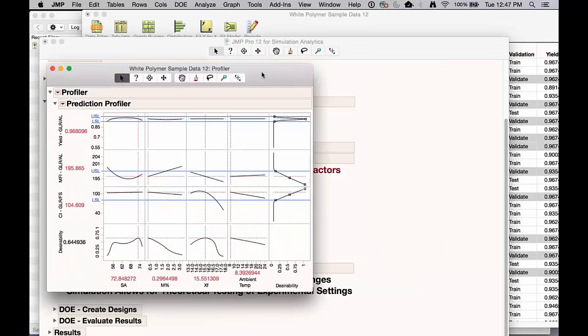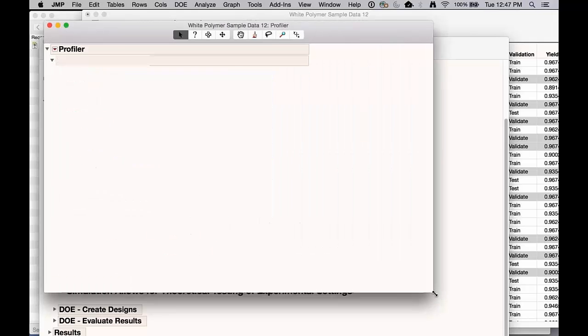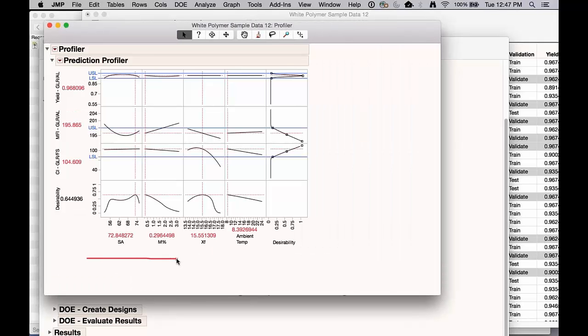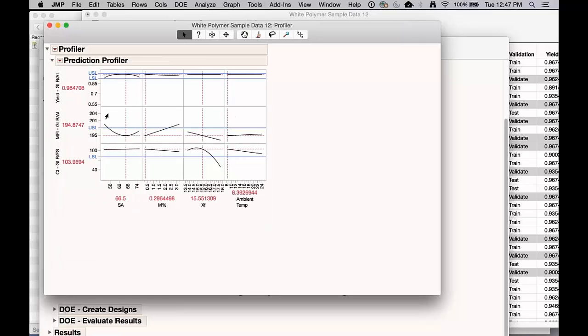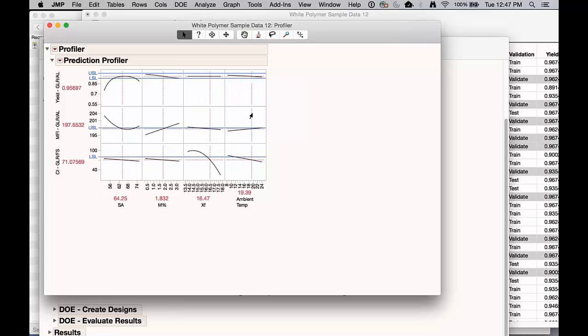Here's one where I threw out the factors I didn't care about. So basically I decided slurry amps, modifier percentage, this XF, and this ambient temperature were the ones that most of them were worried about. Okay, now I have a bunch of controls. I don't have to do this manually. Right now I can play with them manually. I can see how they predict.